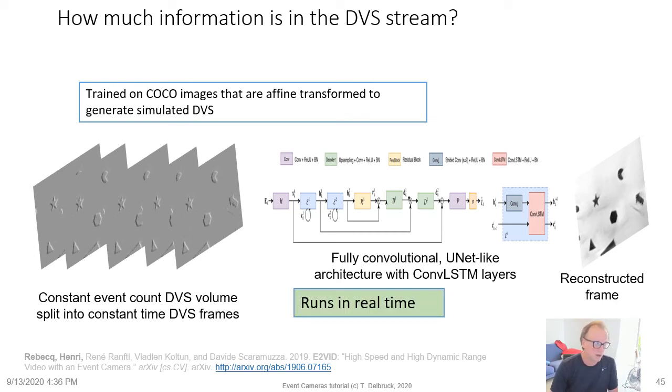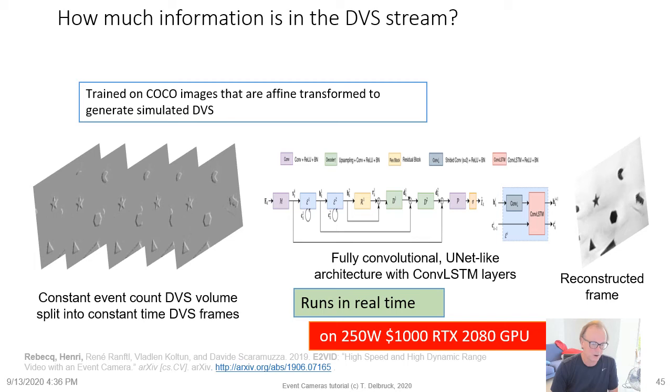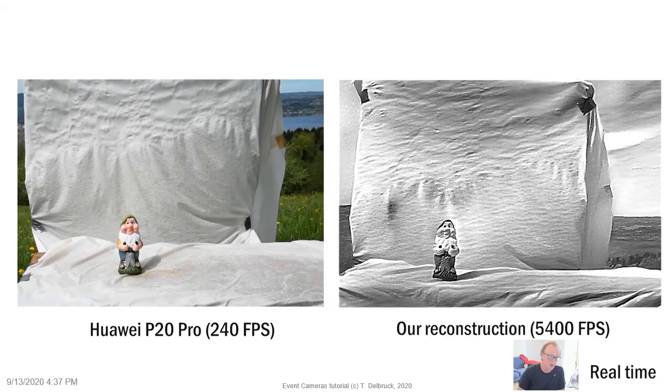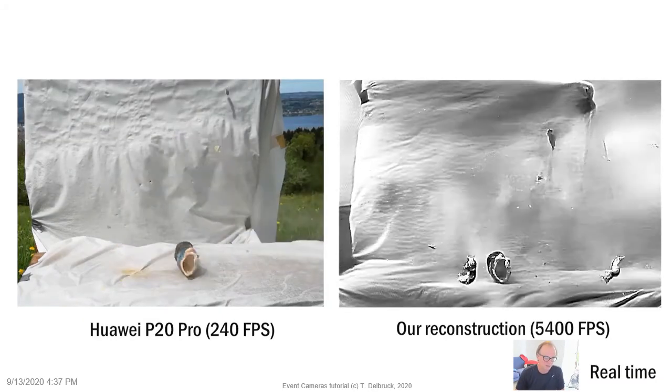And this thing does run in real time, but it's on a 250 watt, $1,000 RTX 2080 GPU. So it's not practical. Nobody would suggest that you build a high dynamic range camera this way, but it's simply a demonstration that you can get image frame output.